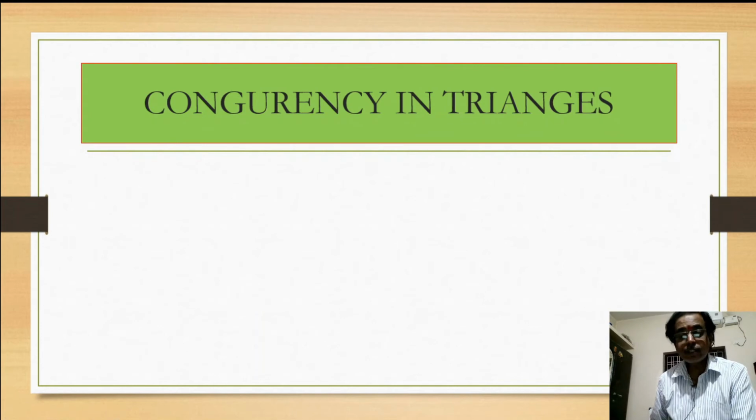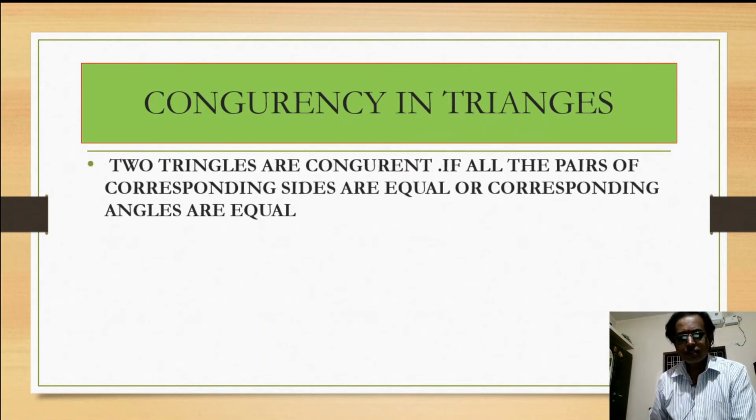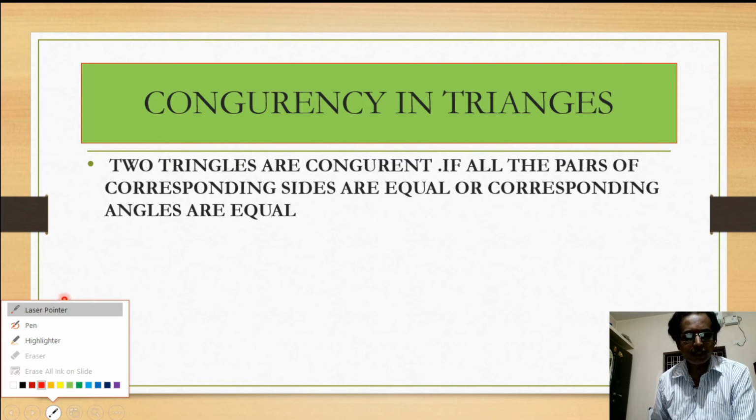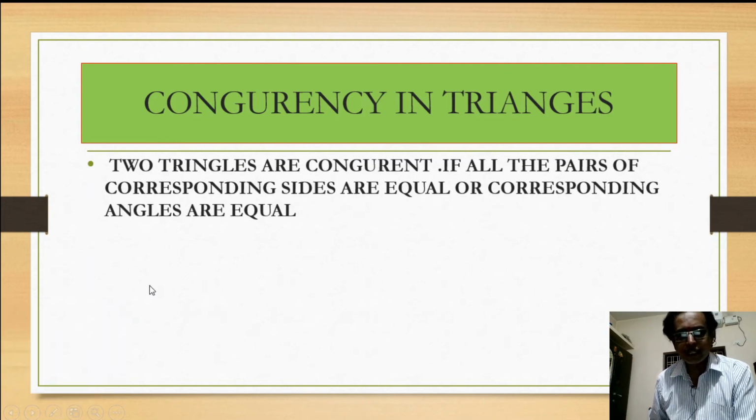And congruence in triangles. Two triangles are congruent if all the pairs of corresponding sides are equal, or corresponding angles are equal. So children, very important. Two triangles are congruent if all the pairs of corresponding sides are equal, or corresponding angles are equal. Okay, so that means their corresponding sides and/or corresponding angles are equal.